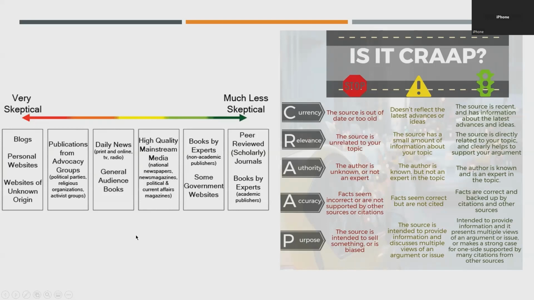Now, it does depend on the assignment. Sometimes an instructor will tell you, I only want you to use scholarly journals, or, I don't want you to use news sources. So always default to what your instructor tells you. But generally, yes, news sources are kind of middle of the road trustworthy.